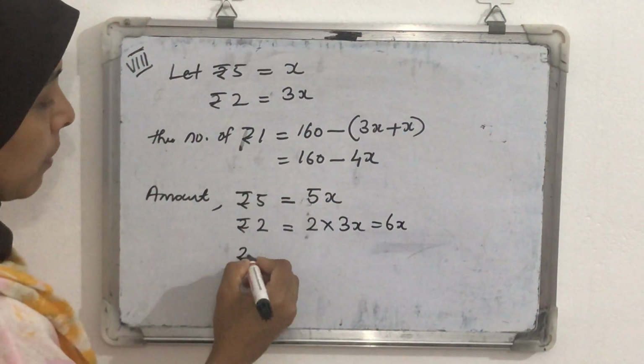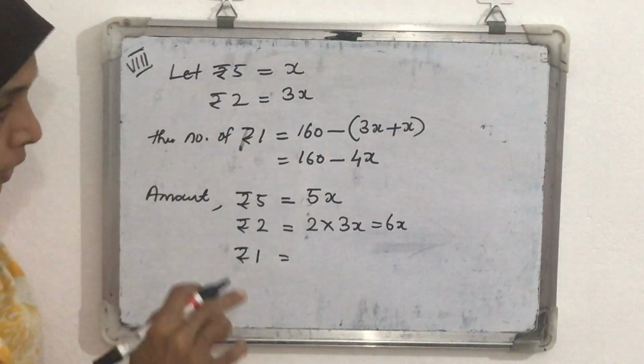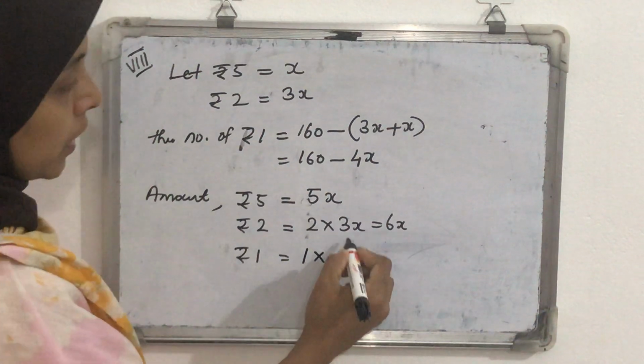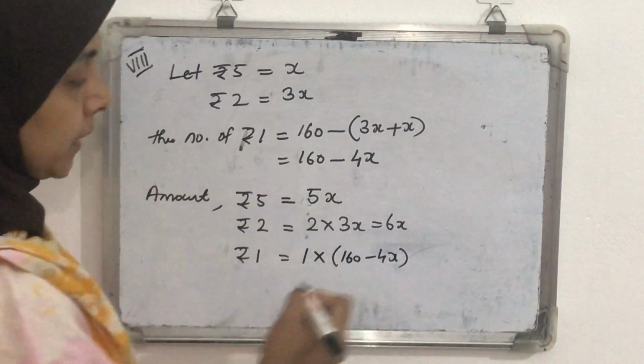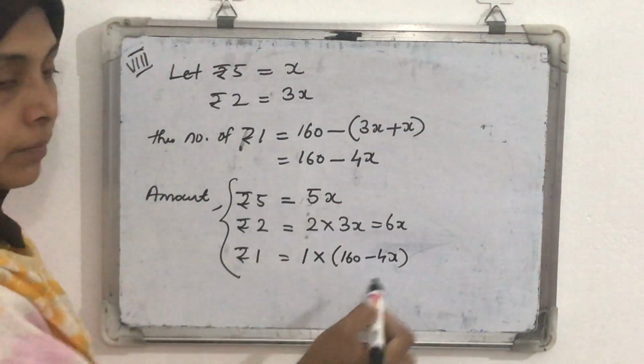Just like that, the amount from 1 rupee coins will be, if the currency is 1, we multiply with 1, so 1 into 160 minus 4x. This is the amount from each coin.